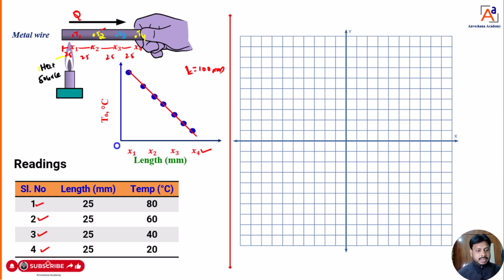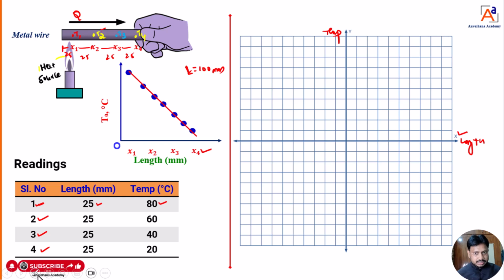The same thing I have taken as sample readings here now. Dear students, you can see at point 1 or x1, the length is 25. The temperature is 80. So for that purpose, on the x-axis I will take length, and on the y-axis I will take temperature, dear students.